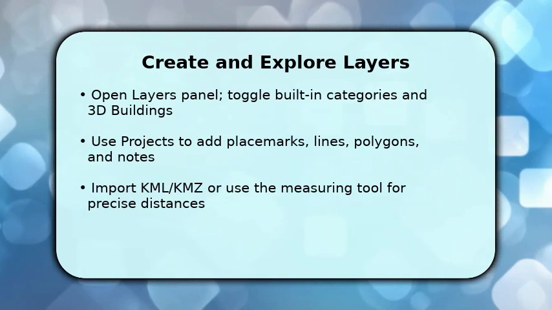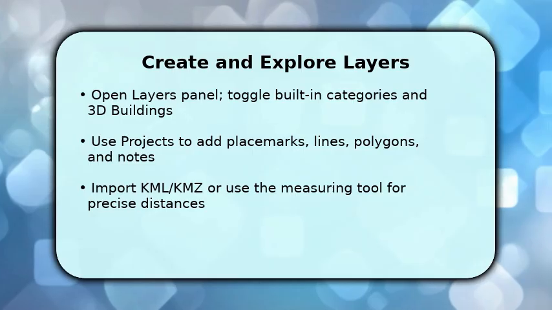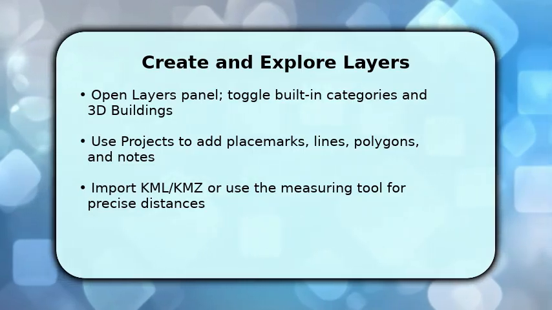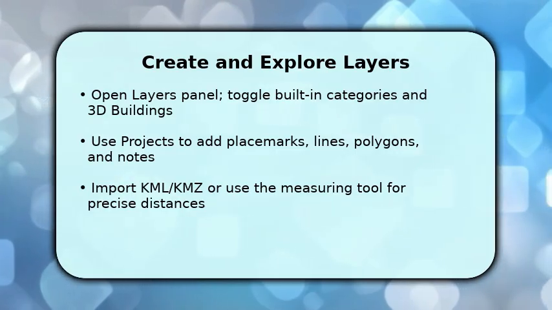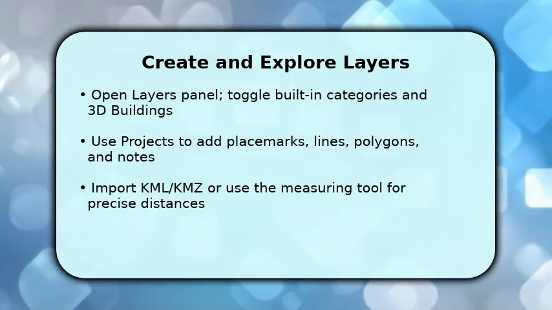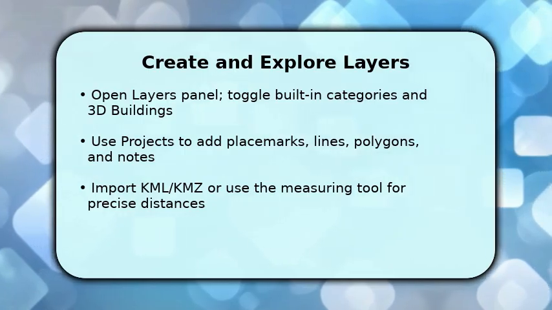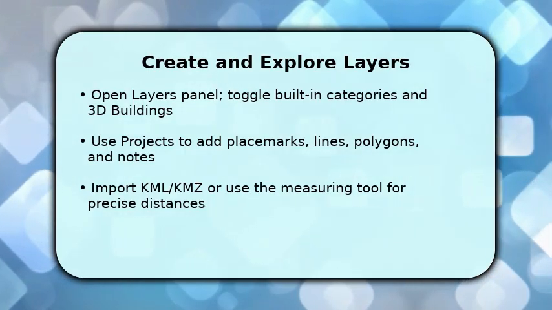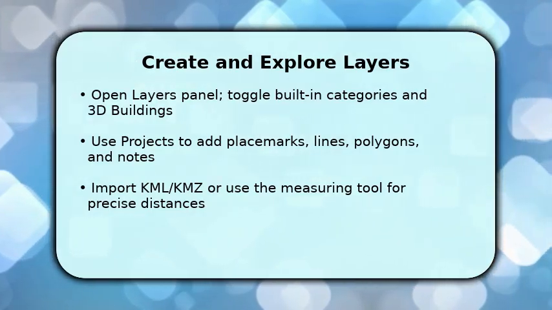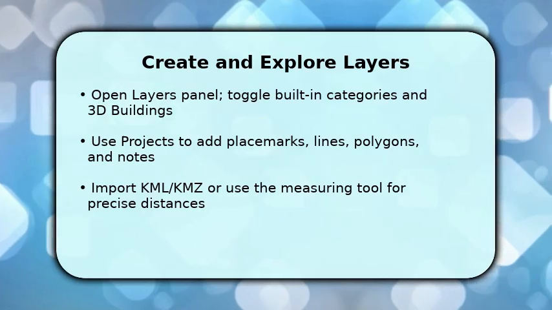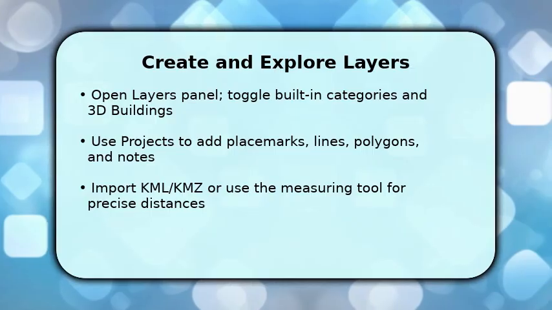Now you add and examine content. Open the Layers panel to toggle categories like borders, photos, and 3D buildings so you see context. Create a project to add placemarks, draw lines or polygons, and attach descriptions or images. If you need precise measurements, use the measuring tool for distance and area. Once done, import a KML or KMZ file to merge external data. Make sure to preview in 3D and Street View, where available, to verify placement and scale.